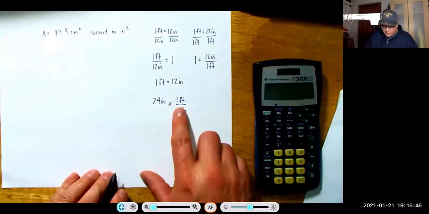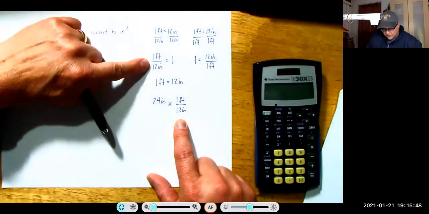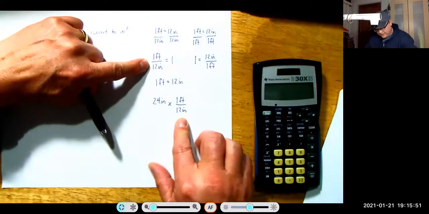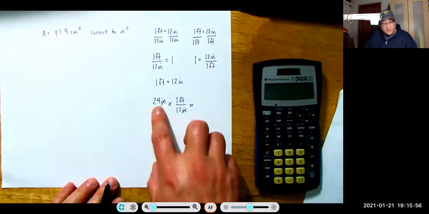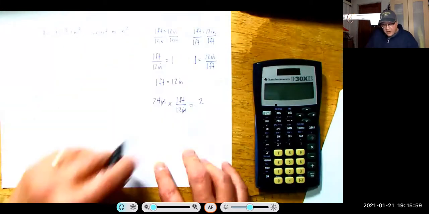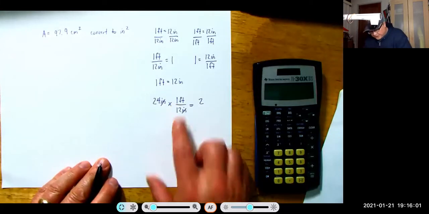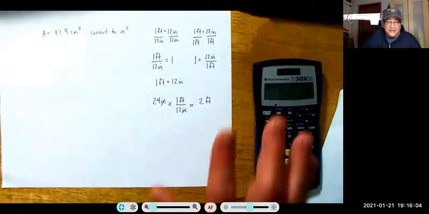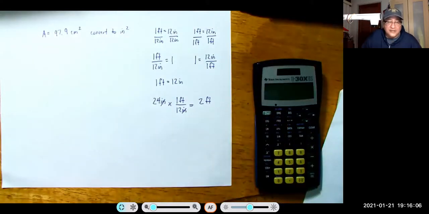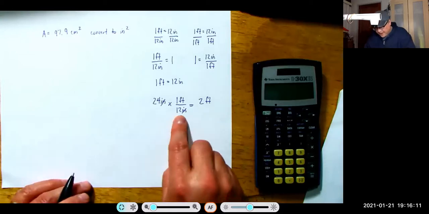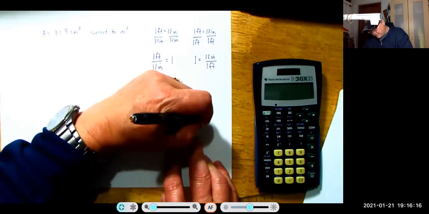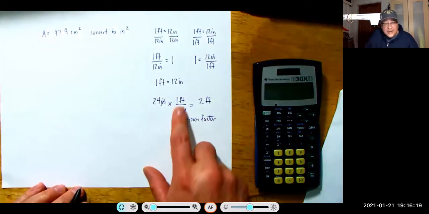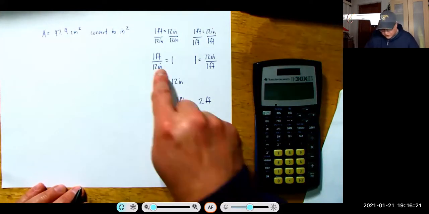So I have 1 foot over 12 inches, which is equal to 1. So I'm multiplying by 1. The inch cancels out. 12 goes into 24 2 times. 2 times 1 is 2. The foot doesn't cancel. So I have proved mathematically that 24 inches is equal to 2 feet. This is called a conversion factor. And this is called unit analysis when I use this conversion.